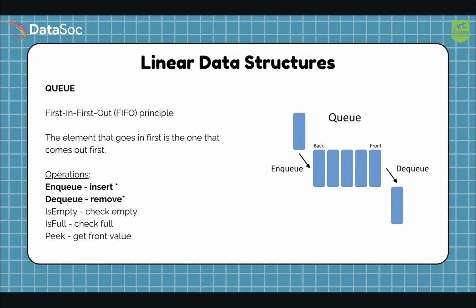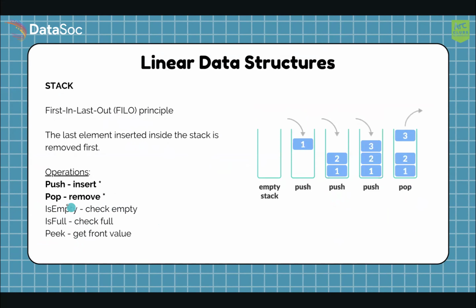The queue, right? This works on the first in, first out principle. If you just remember this, that will help you recall how it's used, which means that whatever element goes in first comes out first, right? So when you're waiting in a queue, if you're first in line, you're going to get your stuff first and then move out of the queue, right? The operations we can use are enqueuing, which means insert, and dequeuing, which means removing. There's also is empty, is full, and peek, but we'll only concern ourselves with these two for now.